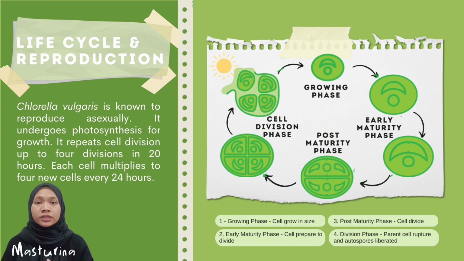Chlorella vulgaris repeats cell division at an extraordinary speed of up to 4 divisions, resulting in 2 to 16 autospores in 20 hours under the right conditions.